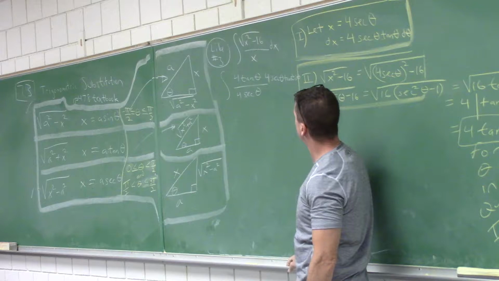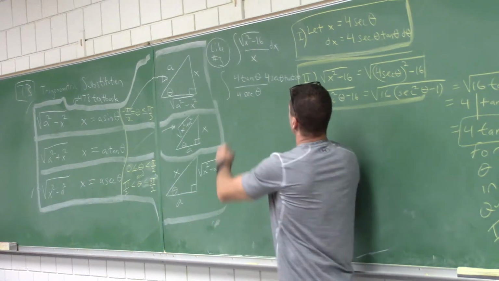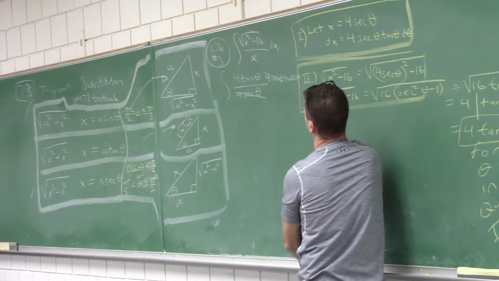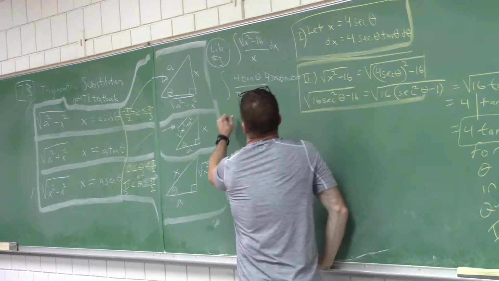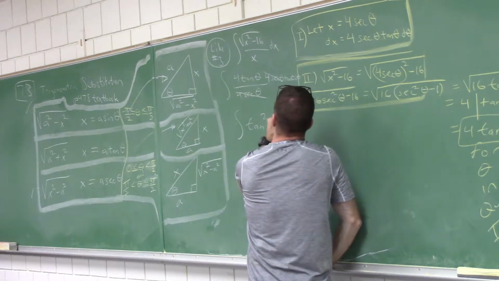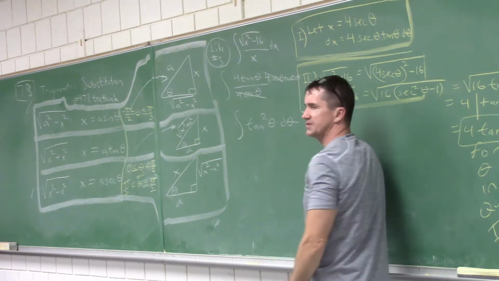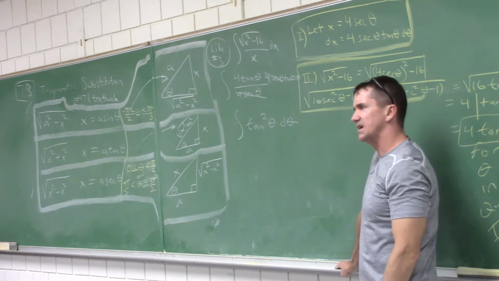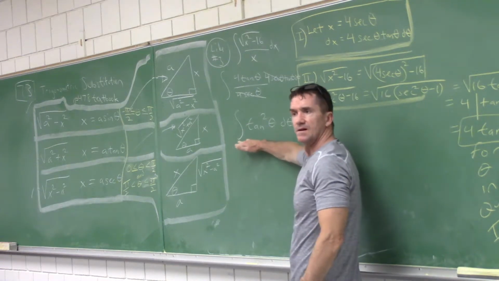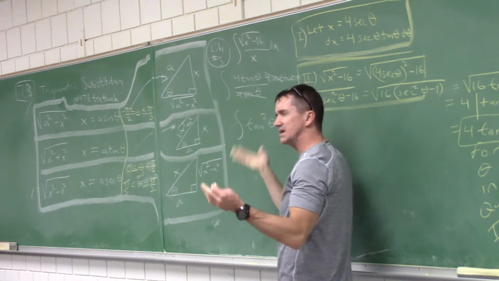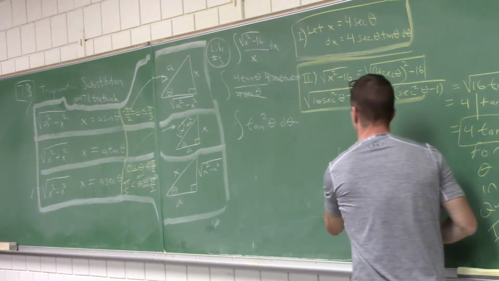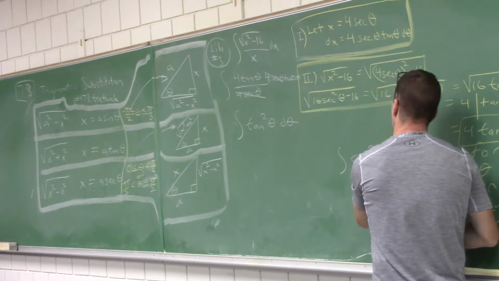Anything cancel? Whoosh. What do you now have? 4 tangent theta squared. Is the integral of tangent squared just secant theta? I don't want you to get stumped on a test here. You go, oh, the integral of tangent squared, that's just something simple. Well, hold up. The integral of that is what?